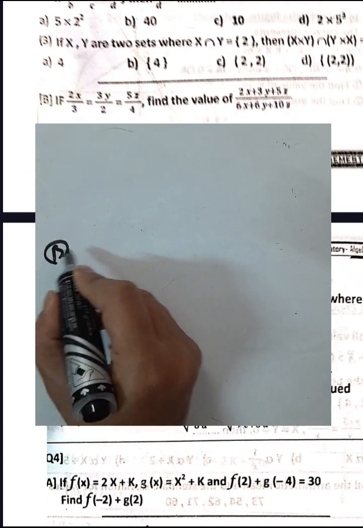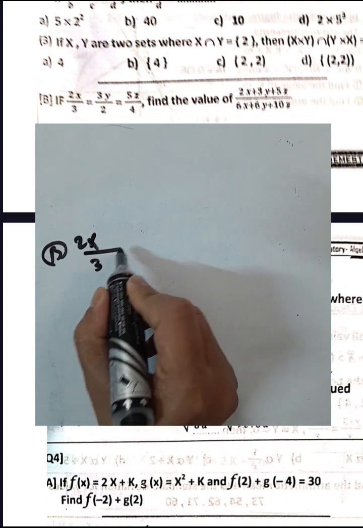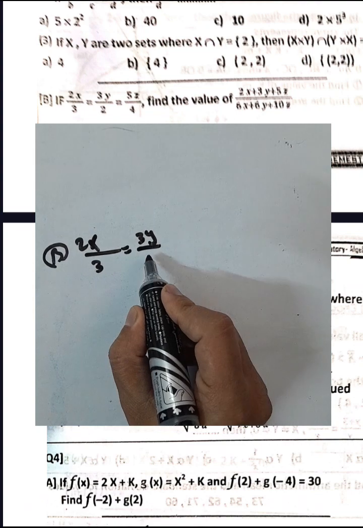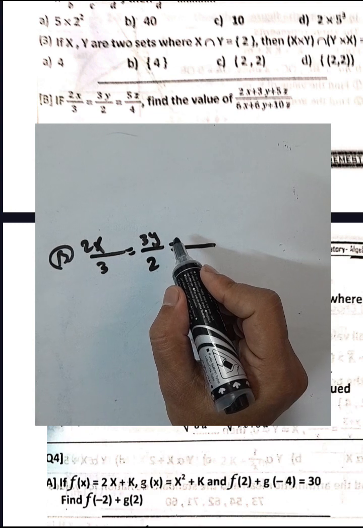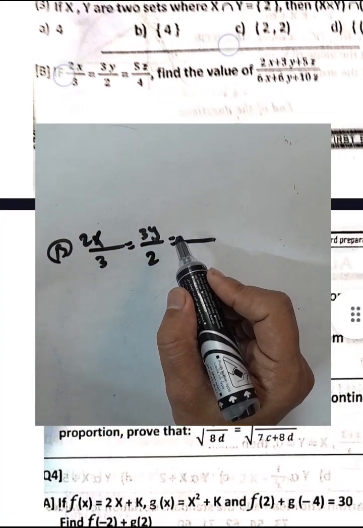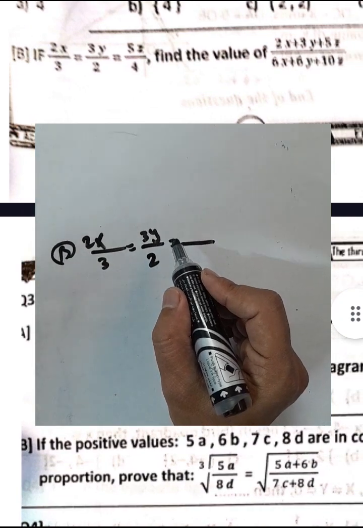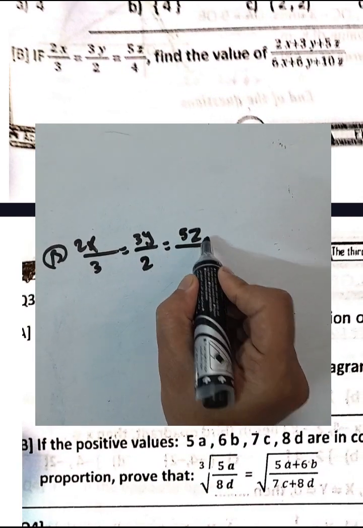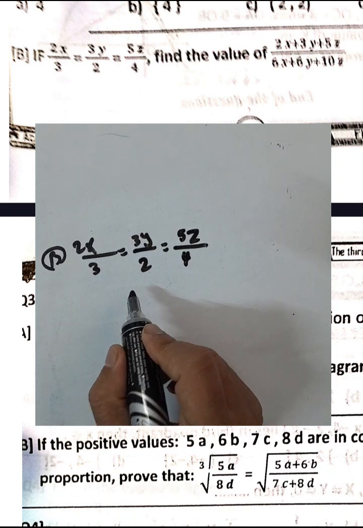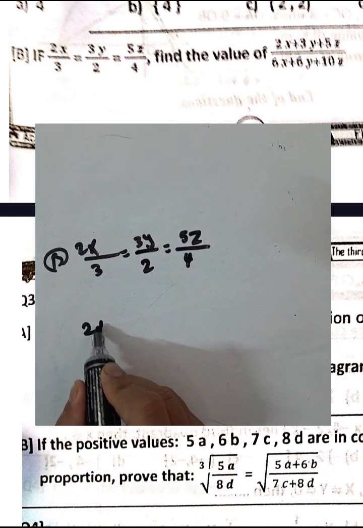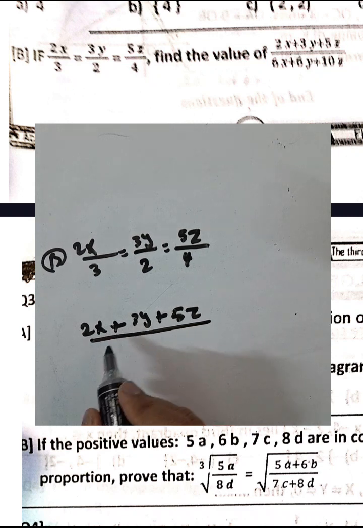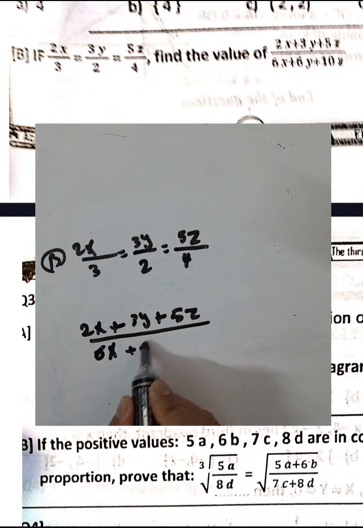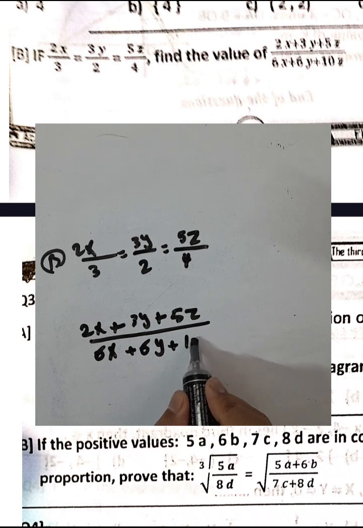Next question. If 2x over 3 equal 3y over 2 equal 5z over 4, he wants to find the result of 2x plus 3y plus 5z over 6x plus 6y plus 10z.